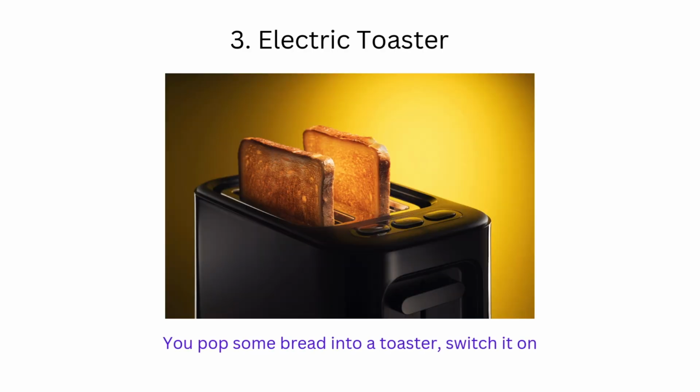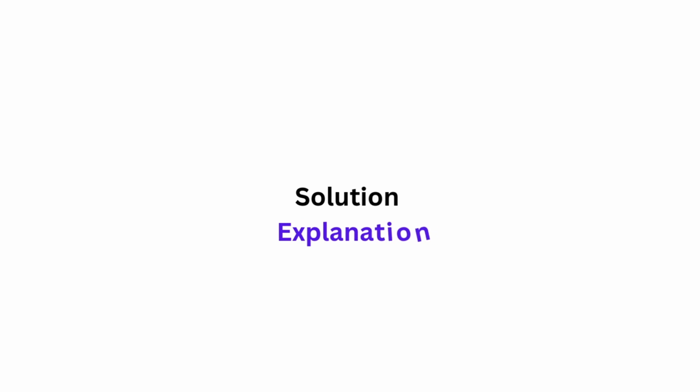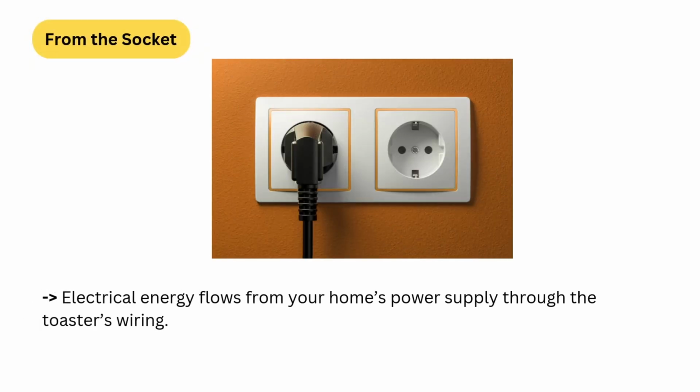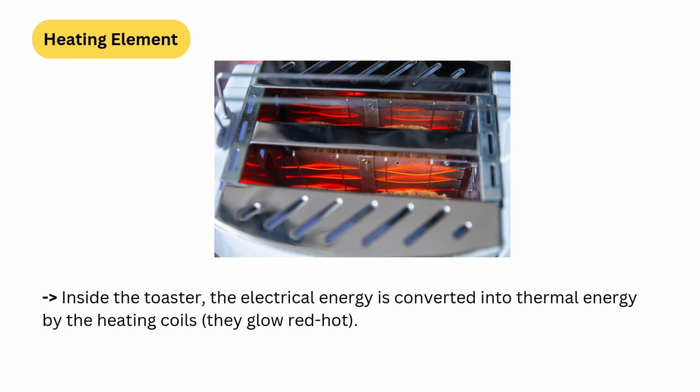You pop some bread into a toaster, switch it on, and get lovely golden toast after about a minute. From the socket. Electrical energy flows from your home's power supply through the toaster's wiring. Heating element. Inside the toaster, the electrical energy is converted into thermal energy by the heating coils, they glow red hot.